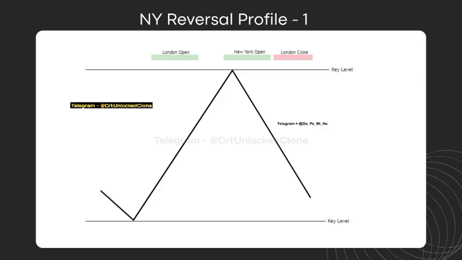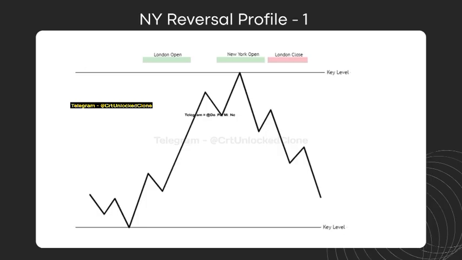The next New York intraday profile we got is the New York reversal profile. Now in this one you can see that the London Open has reached the key level, which means the daily candle has now reached its objective, and now we're gonna have either a retracement or reversal. In most cases we have a reversal profile in New York if the key level is significant. Here you can see that the London Open almost reached the higher time frame key level, and then as soon as the New York Open segment of the day starts, it tests the higher time frame key level and then reverses from there immediately.